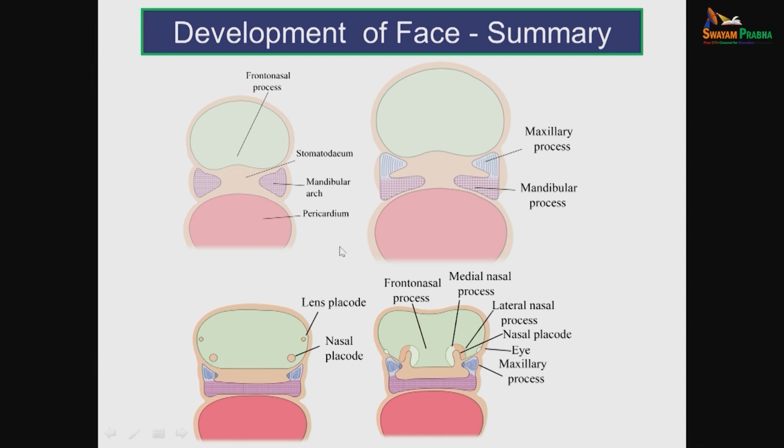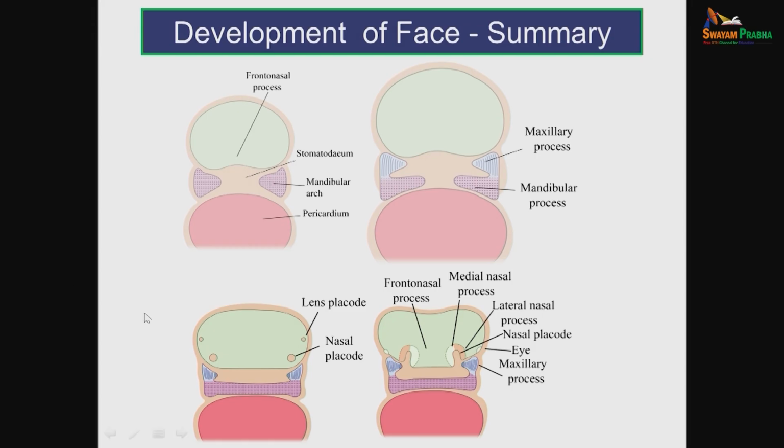I will just summarize what we have learned till now. The 5 processes which are formed in and around the stomatodium, that is the future mouth: 1 frontonasal process, then you have 2 maxillary process and 2 mandibular process. Next is the formation of ectodermal thickening above the stomatodium on either side of the midline, that is called nasal placode. Cranial and lateral to it is a formation of lens placode.